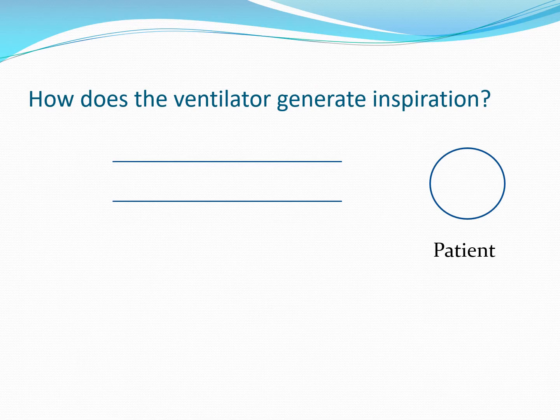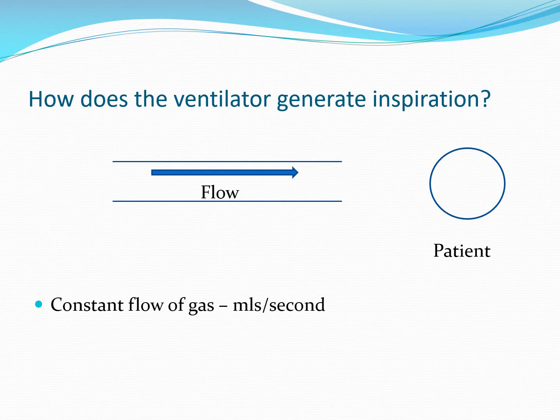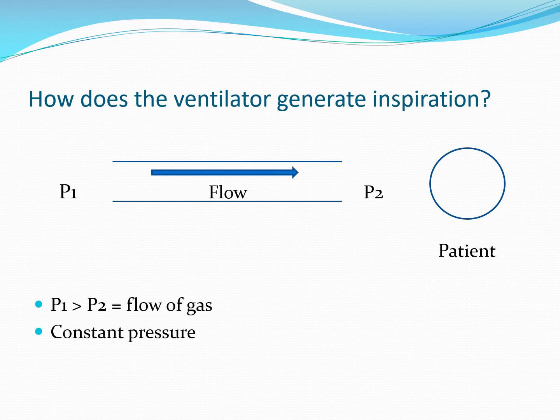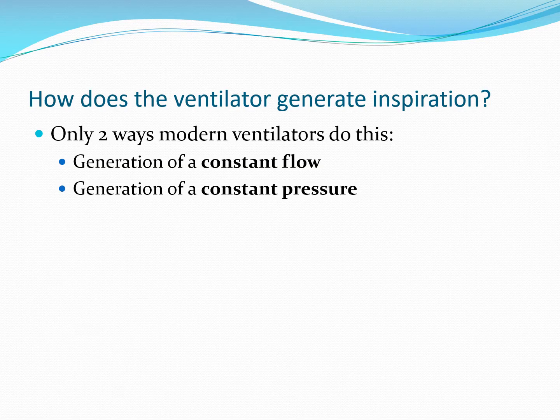So how does a ventilator generate inspiration then? Well, if you want to get flow of gas along a tube into a patient, you can either generate a constant flow of gas in mils per second, or you can create a constant pressure such that P1 is greater than P2, and therefore you get a flow of gas along your tube into the patient. And these are the only 2 ways that modern ventilators generate inspiration. It's either constant flow or constant pressure.